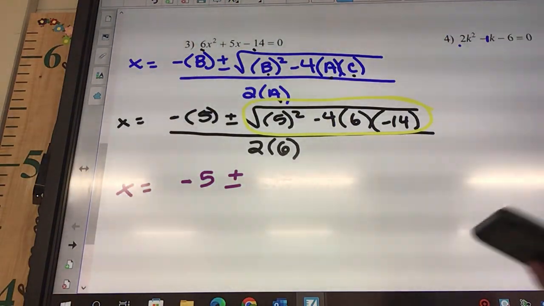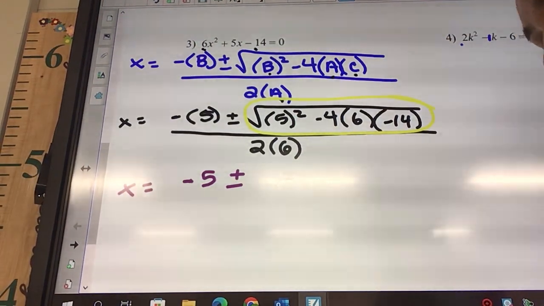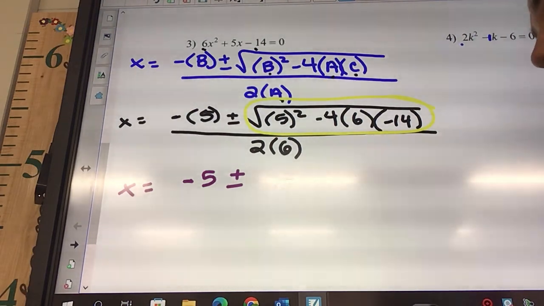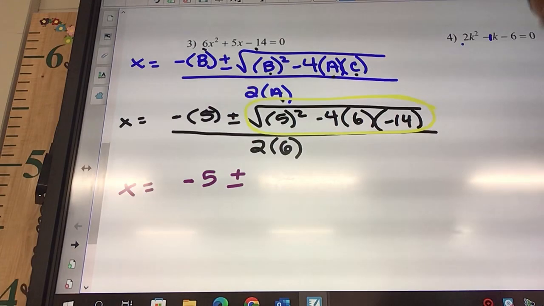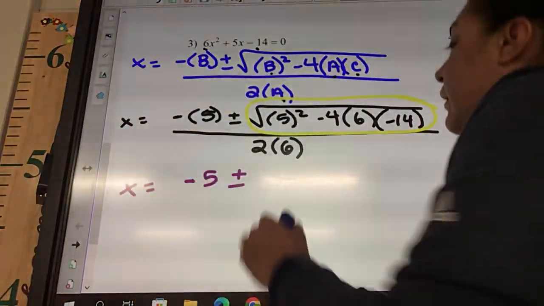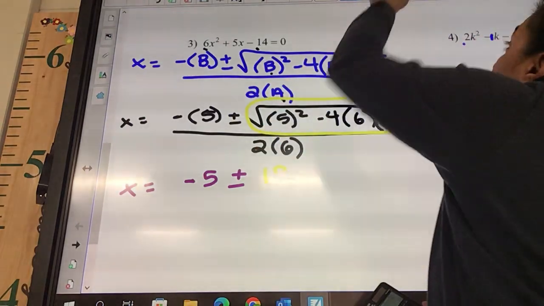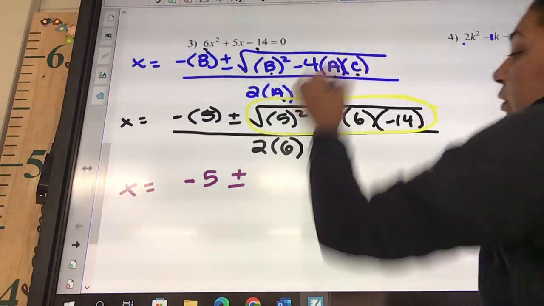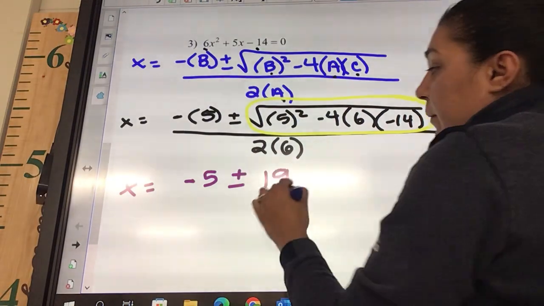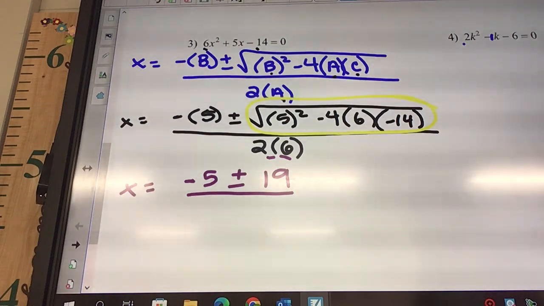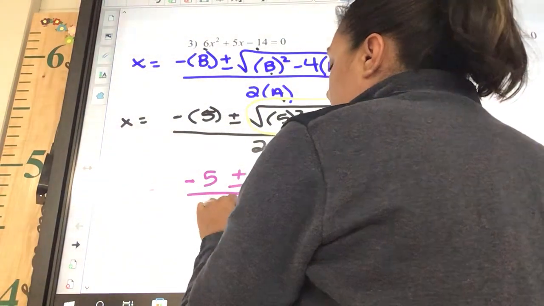Okay, take a second. Somebody pause. Make sure you all try to type it. If you need help, ask your neighbor. Somebody around you knows what they're doing. Okay, so you should get 19. And because we included that square root, the square root is gone. So we got 19, all over, and we have to do this bottom part. What is 2 times 6? Well, that's 12.